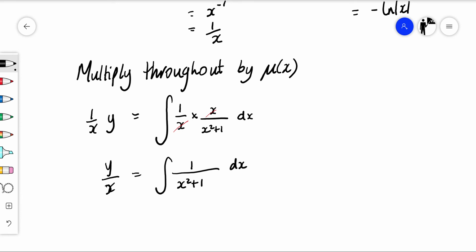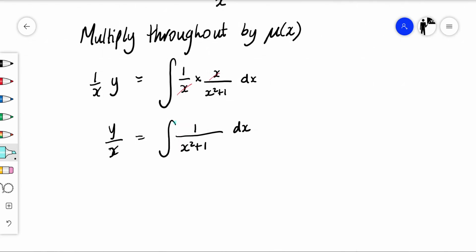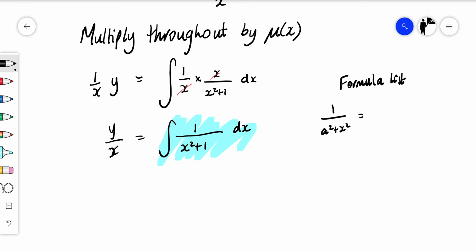Okay, so we now need to think about what do I have in my toolkit to solve this integral here. Okay, so notice on the denominator we have got x squared plus 1. And that's the same as x squared plus 1 squared. This is actually a standard integral that we're given in our formula list. In the formula list it says that if we've got 1 over a squared plus x squared, that is equal to 1 over a inverse tan of x over a plus c.